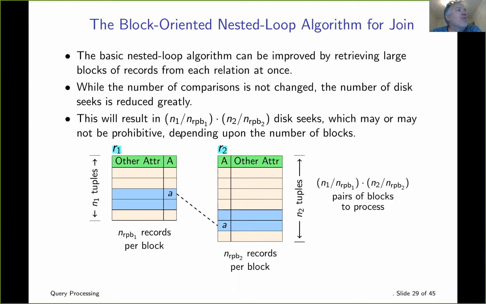So the total number of disk seeks is going to be the number of tuples divided by the blocking factor of relation R1, and then the number of tuples in R2 divided by the blocking factor of R2. So if you can hit like 20 records per block, then it's going to give you quite a bit of speedup that way. Technically speaking, you want to do a floor or a ceiling. But anyways, a ceiling.